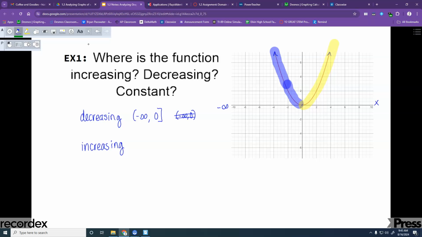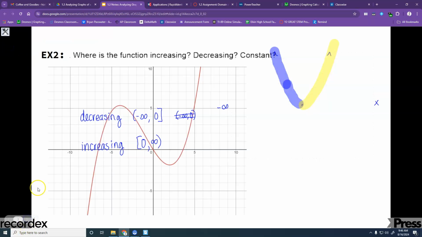0. And then increasing. Am I increasing still over here? Yeah. I am, because the arrow makes it go up forever. So what should I put for my top number, my biggest number? Infinity. So 0 to infinity. There. And this one would not be constant at all. Right. So let's do this next one, then we'll back up.